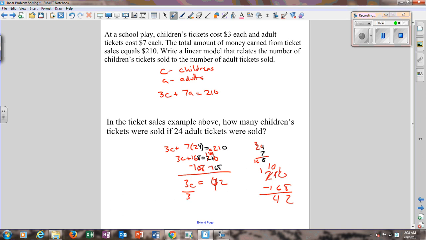Now we divide by 3. We get C equals 14, since 3 goes into 42 14 times. There would be 14 children's tickets sold.